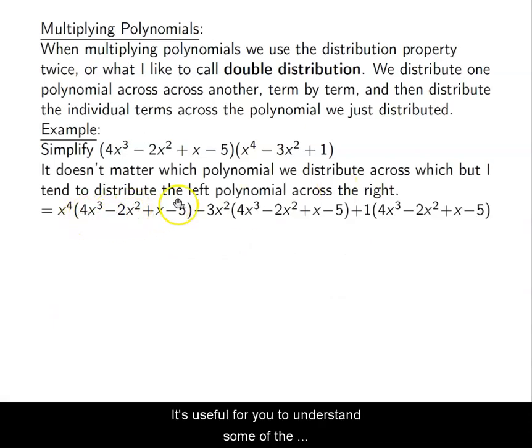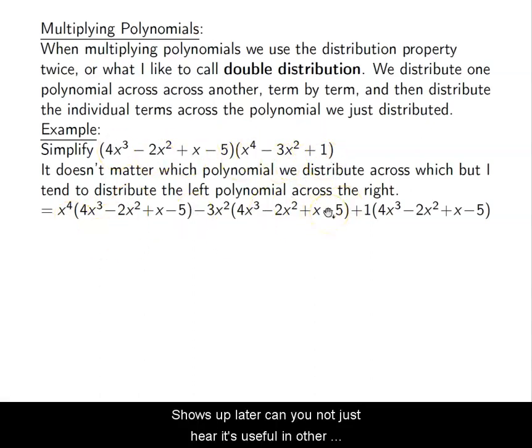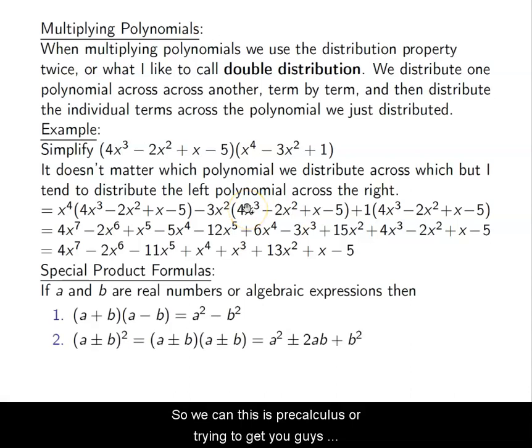Okay, it's useful for you to understand some of the algebra that's going to be happening later on in the course. That's why I don't use the box method or the diamond method for factoring or anything like that, because this distribution of polynomials shows up later. Okay, not just here, it's useful in other places as well. Okay, so again, this is pre-calculus. We're trying to get you guys ready for calculus.